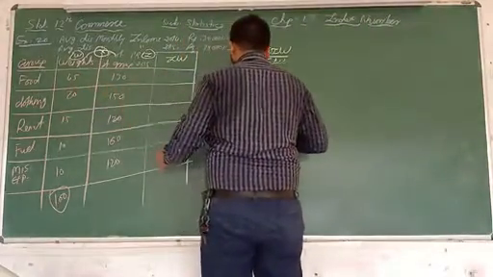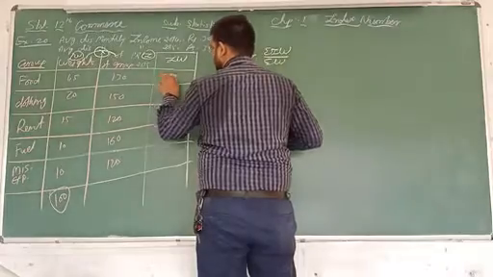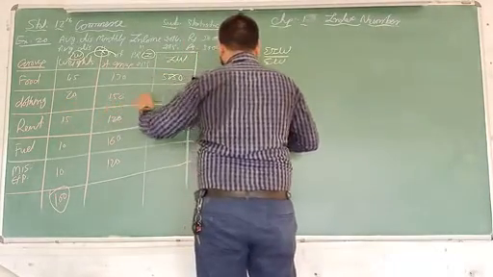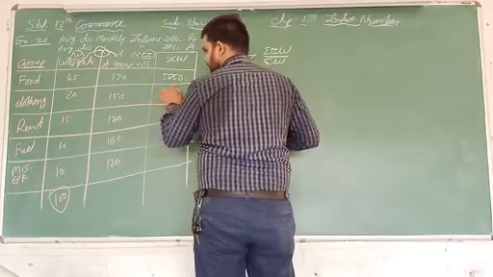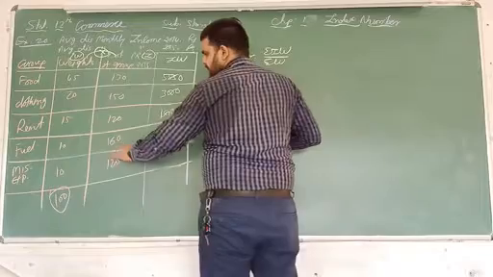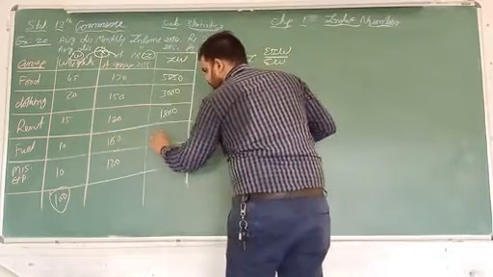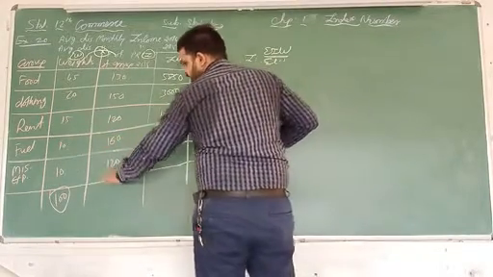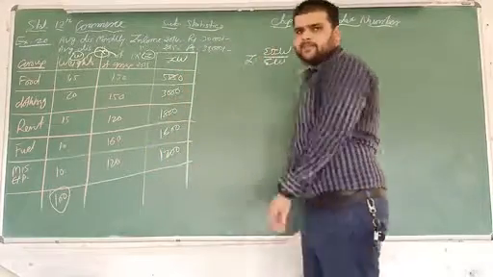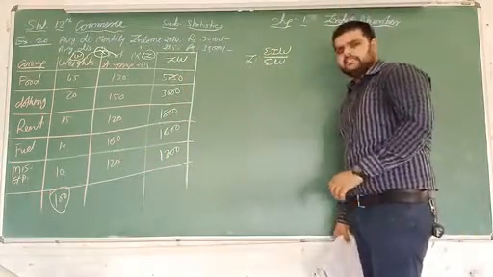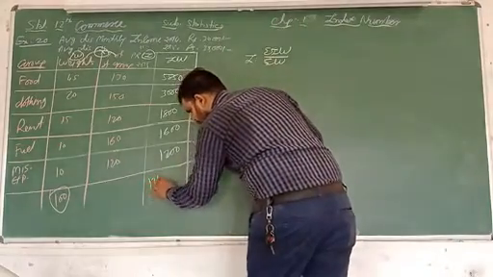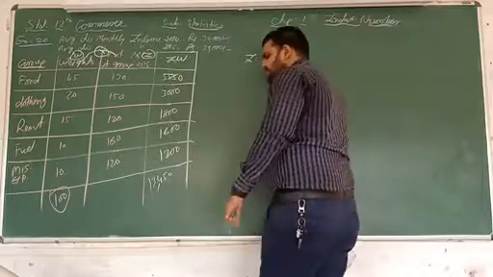Okay, so here 45 into 130, the answer will be 5850. 20 into 150, the answer will be 3000. 15 into 120, 1800. 10 into 160, 1600. And 10 into 120, 1200. Okay, so with the help of a calculator you can do these things. Next, total 13,450.